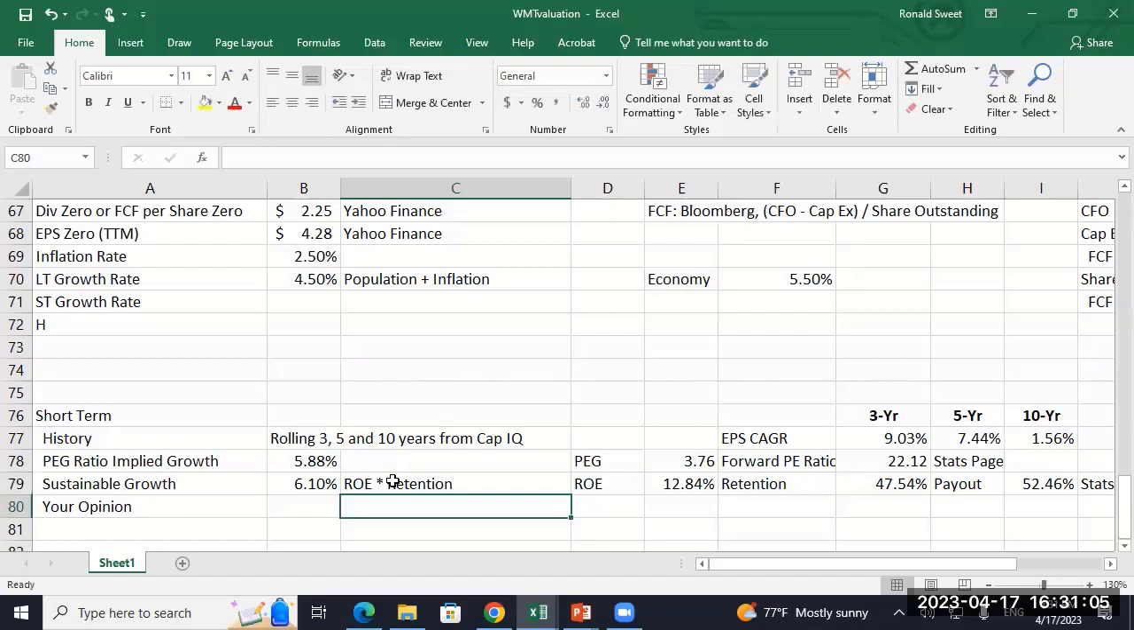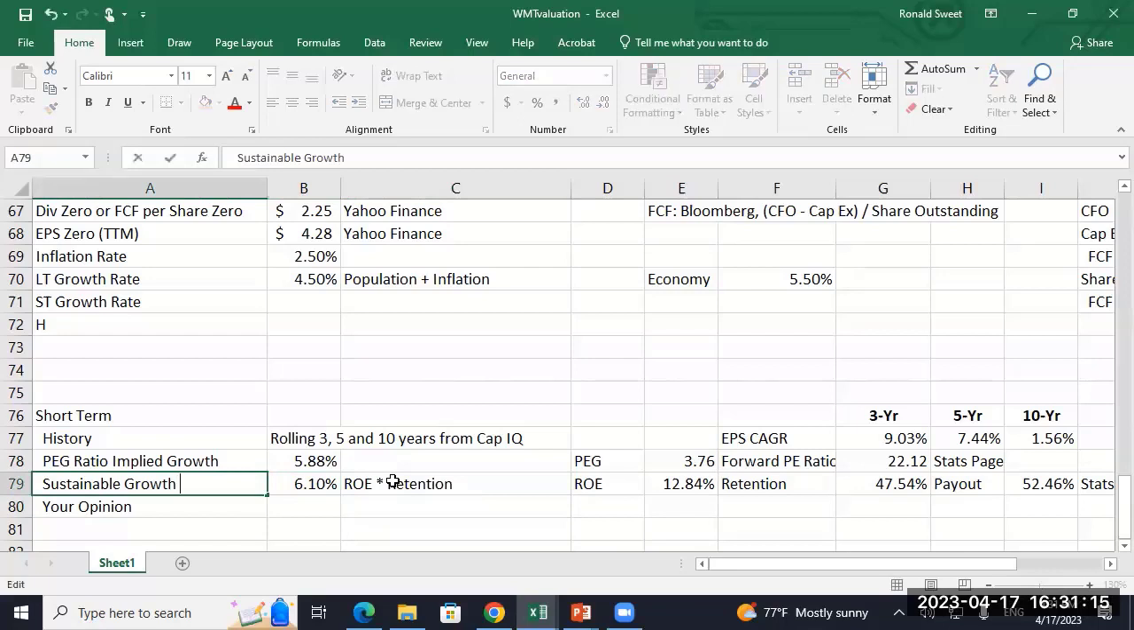Now, can we get this better? Yeah, you definitely could. With Capital IQ, you might bring in several years' worth and look at it. So you might normalize. What does normalize mean? You look at the last several years and you want to make sure that the last year is not unusual. Now, right now, Walmart looks pretty reasonable.